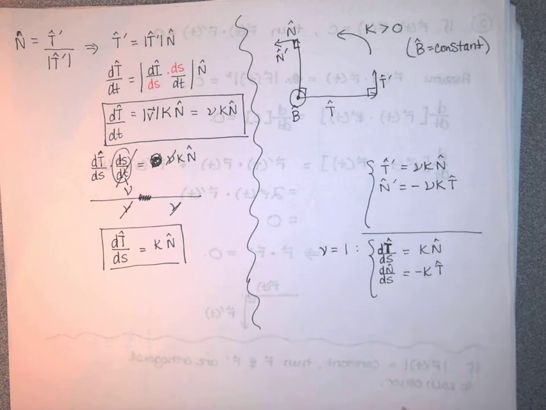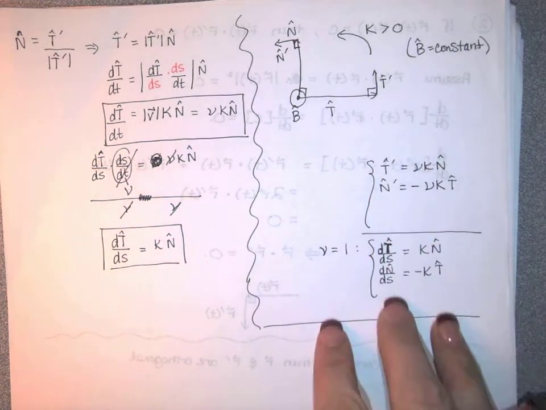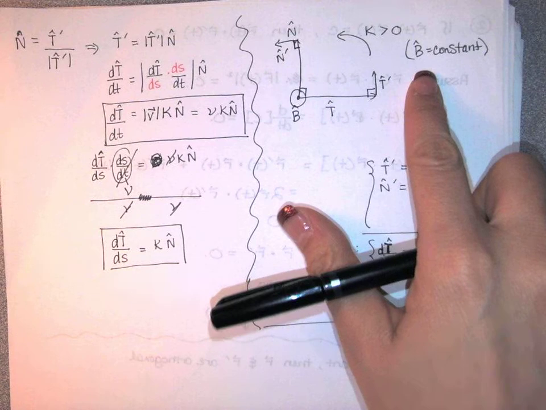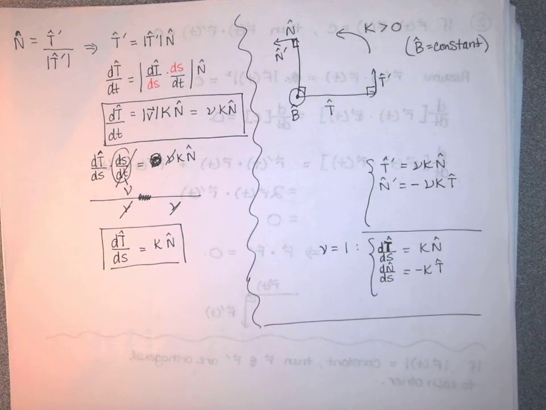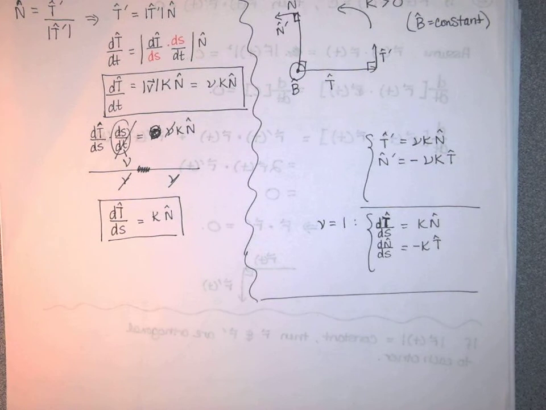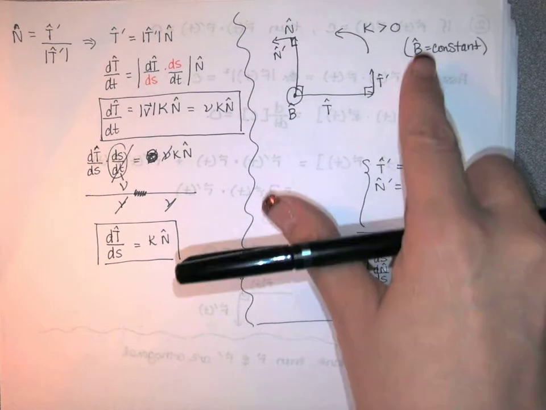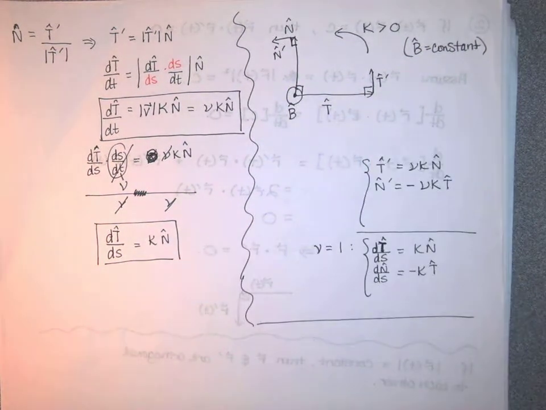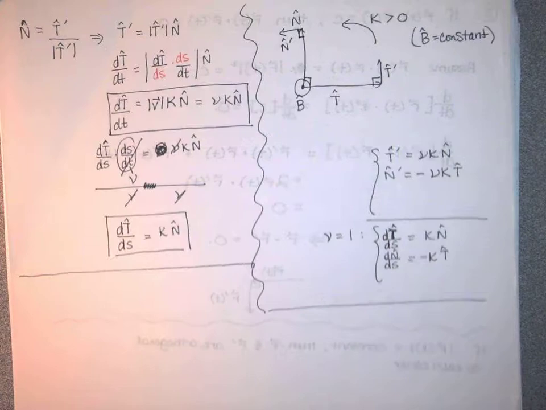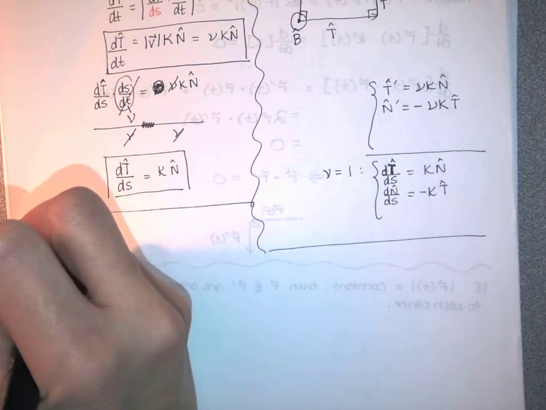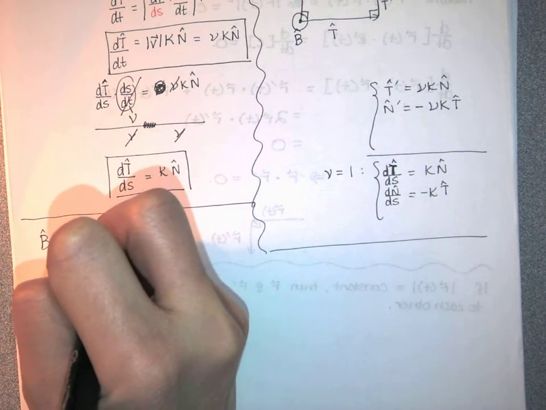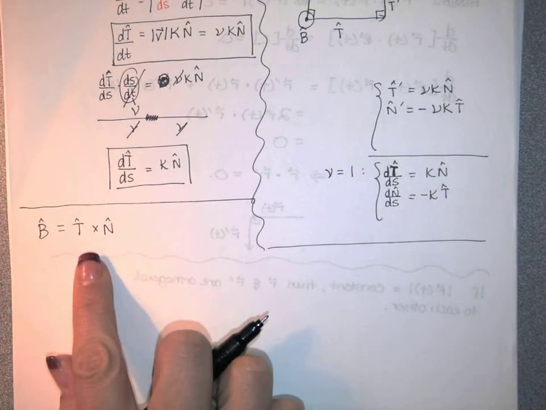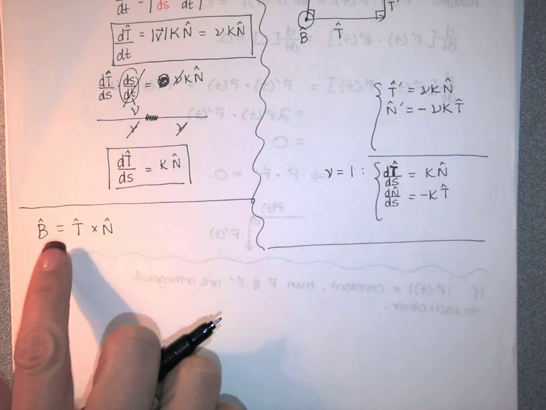Now those were all equations based on the assumption that b hat was constant. Now if b hat is not constant, if b hat's changing, I'd like to know the relationship between b hat and the other vectors in the frame. So let's derive that equation. Now remember, b hat is the cross product of t hat with n hat, so it's perpendicular to both of these. By the right hand rule, it's given by this.